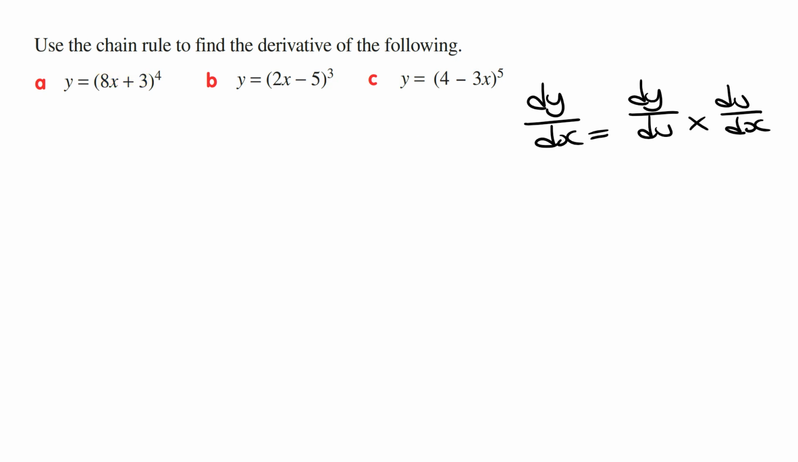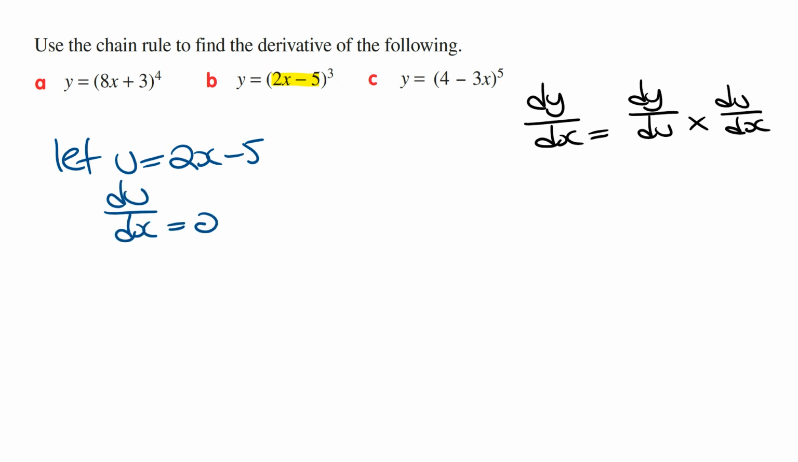Part B. y is equal to (2x - 5)^3. And so to start off with, we're going to let u equal whatever's inside the brackets. And so we let u equal 2x - 5. Deriving this, we're going to get du/dx. And this is going to be 2. Then we need to express y as a function of u. And so y is going to be u^3, where u is equal to 2x - 5. And so deriving this, dy/du is going to be 3u^2.